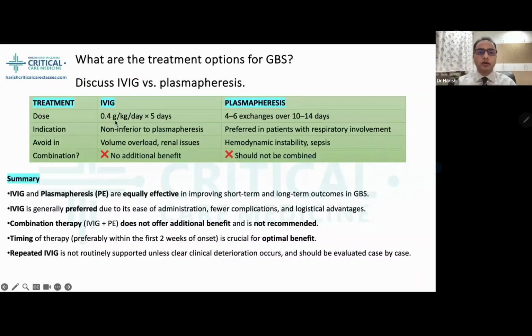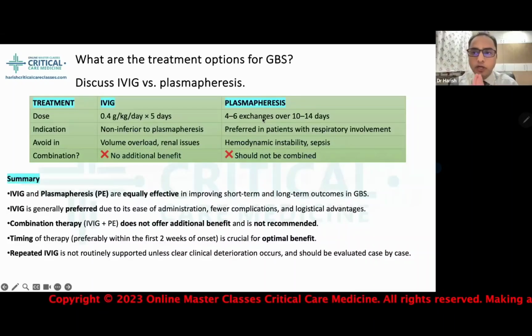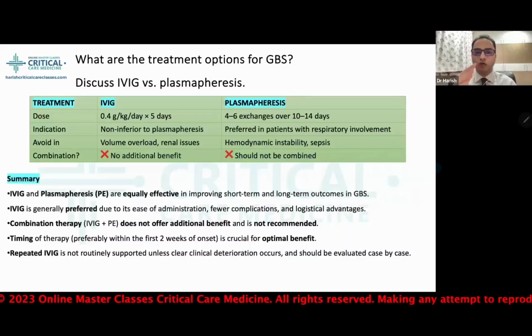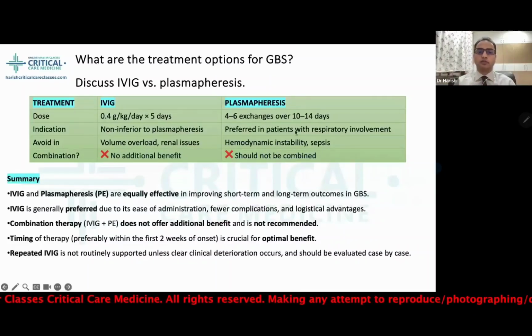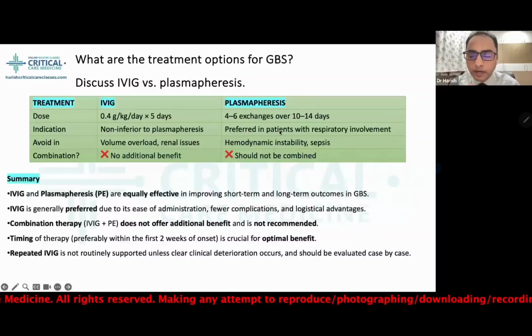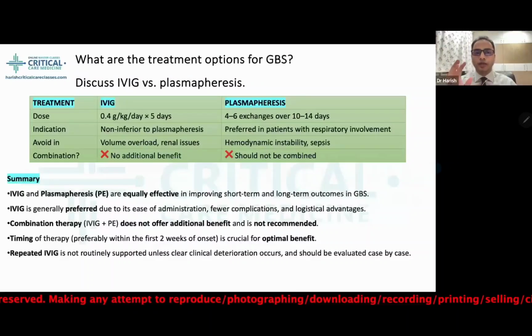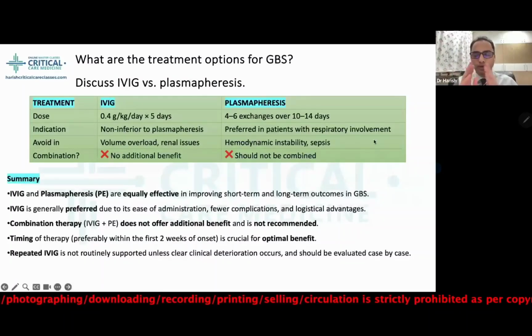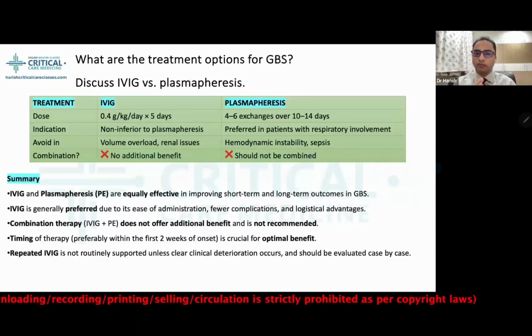The dosage is 400 milligram per kg per day for 5 days. In terms of indication, it is non-inferior to plasmapheresis. There is no add-on advantage of combining IVIG with plasmapheresis. Plasmapheresis is 4 to 6 exchanges over 10 to 14 days, every alternate day, 4 or 5 cycles. It is preferred when there is acute respiratory involvement, because the effect of plasmapheresis is a little earlier compared to IVIG.